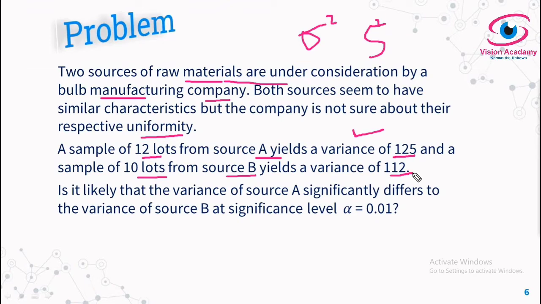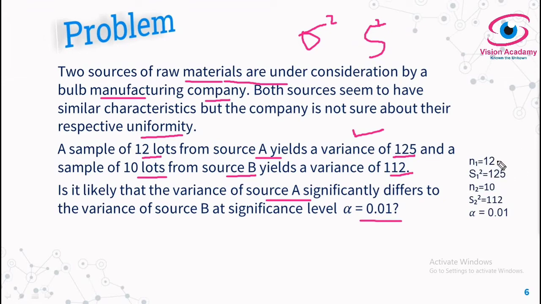So we have two sets of data, from source A and source B. Is it likely that the variance of source A significantly differs from the variance of source B at significance level alpha of 1%? We have to check this by formulating a hypothesis, and we have to give our decision.